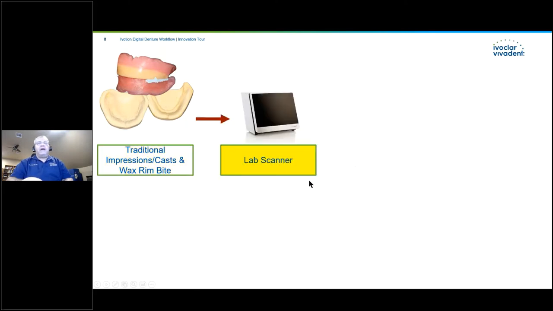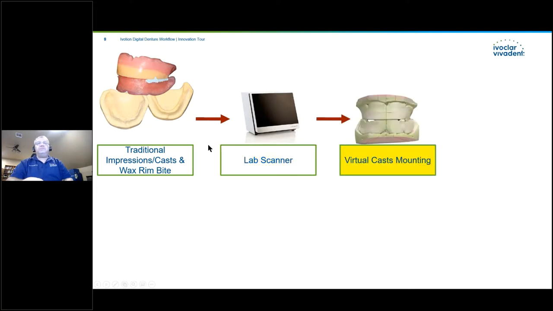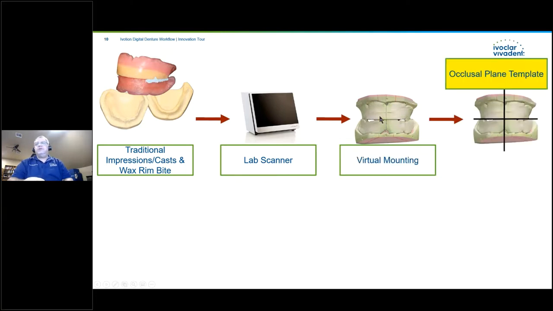So the doctor is going to have his traditional wax rims and casts, and he's going to send these to you. You're going to use your lab scanner to scan in those dentures and those wax rims. You're going to have your virtual casts and mounting from that scanning process. You're going to come in and use that nice flat edge of that bite rim as your actual occlusal plane template.